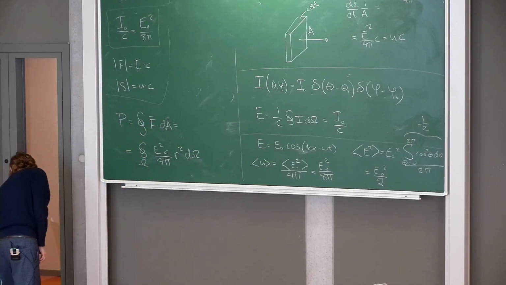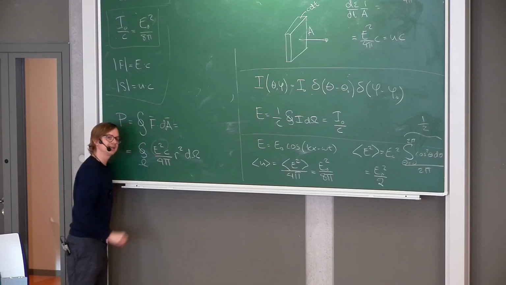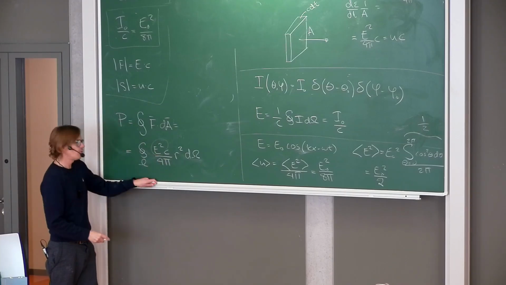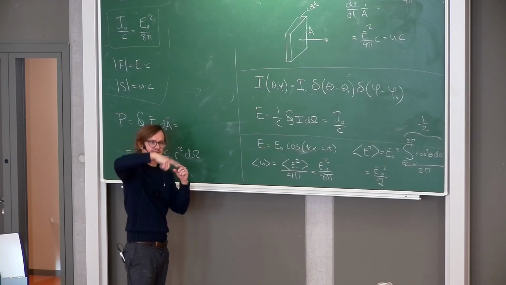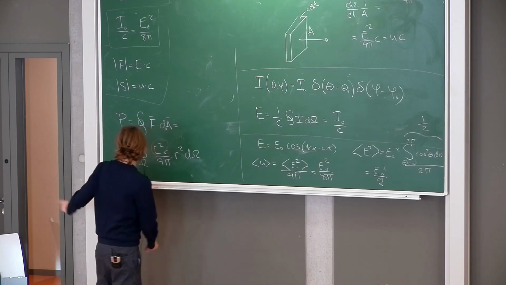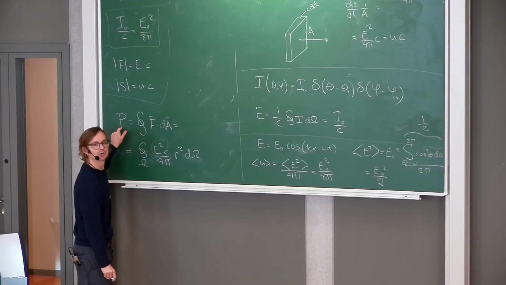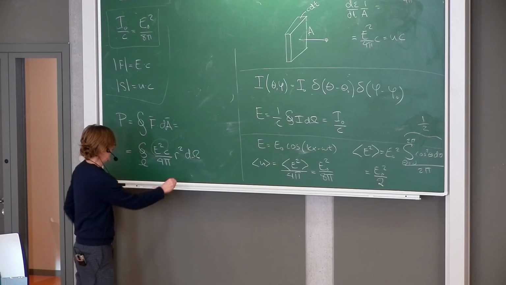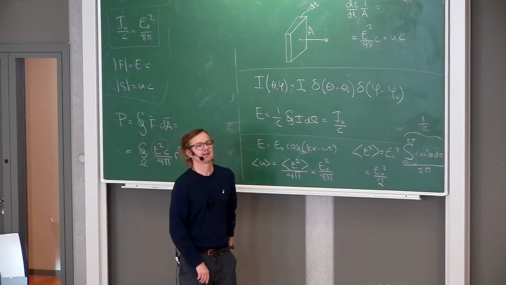So the task then is to find, for the electron, which is oscillating or accelerating, an expression for the electric field in order to get out what the power radiated by it is. Okay? And that's what we will do now after a break.